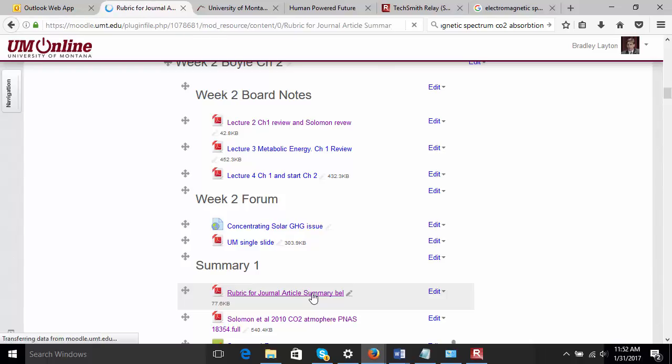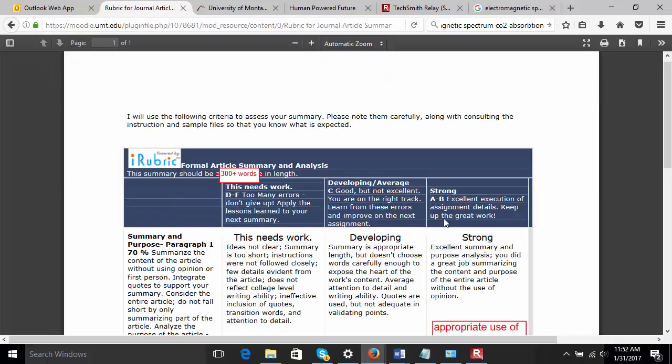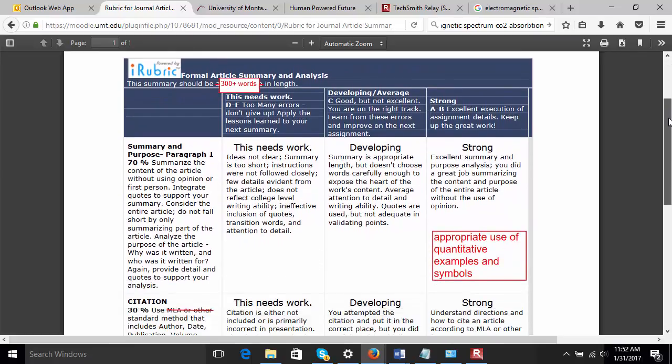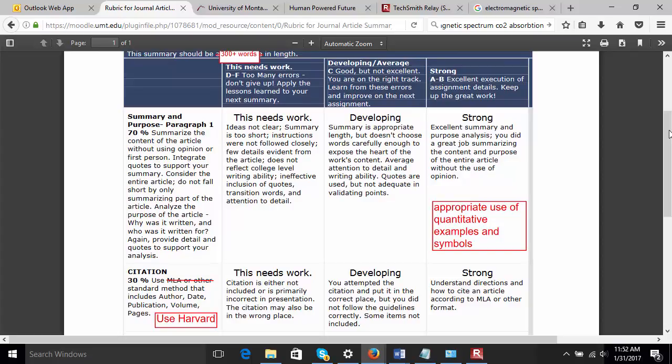You do have to use at least one equation, and you have to use at least 300 words. You have to use a Harvard citation, and you have to have two separate citations. So cite the Solomon paper, then find a second paper. Sometimes people go out and look at Carnot's original work.